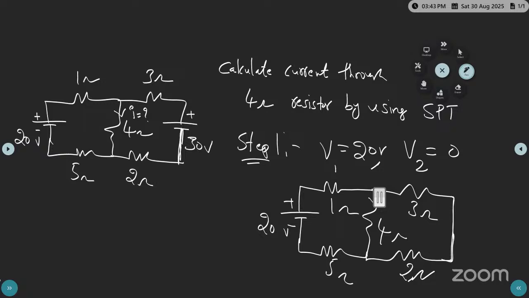So apply mesh analysis. What is the current in the 4 ohm resistor? For this, you have to write down two loops. Two loops, two equations, two unknowns. The current in the 4 ohm resistor is I1 minus I2. So find out two equations. This is I1. This is I2. This is I1 minus I2. Now what is the first equation for step 1?